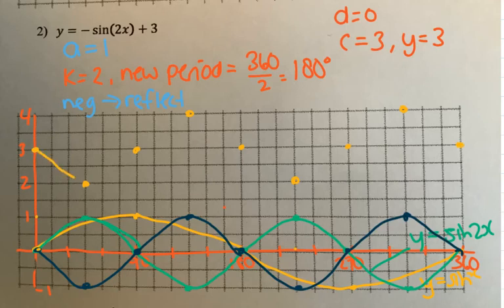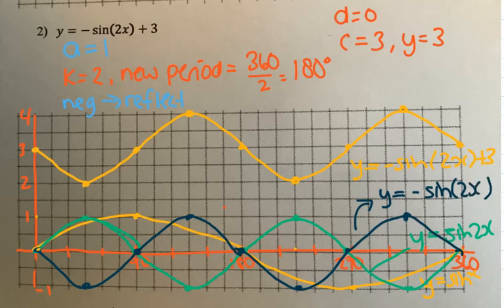All right, and then I'll just connect them. And that's my final function. So that's y equals negative sine 2x plus 3. And the blue was y equals negative sine 2x. All right, I'll post a picture of my handwritten one as well.